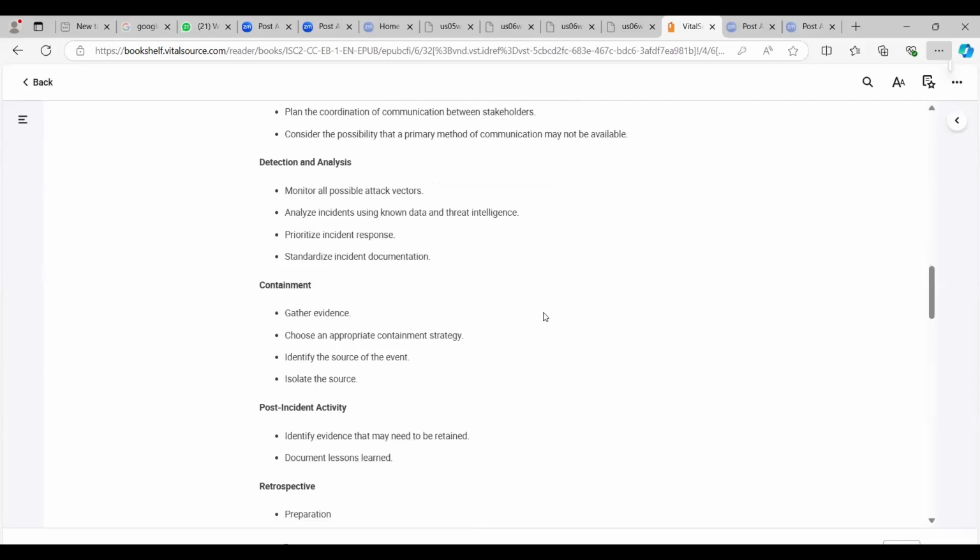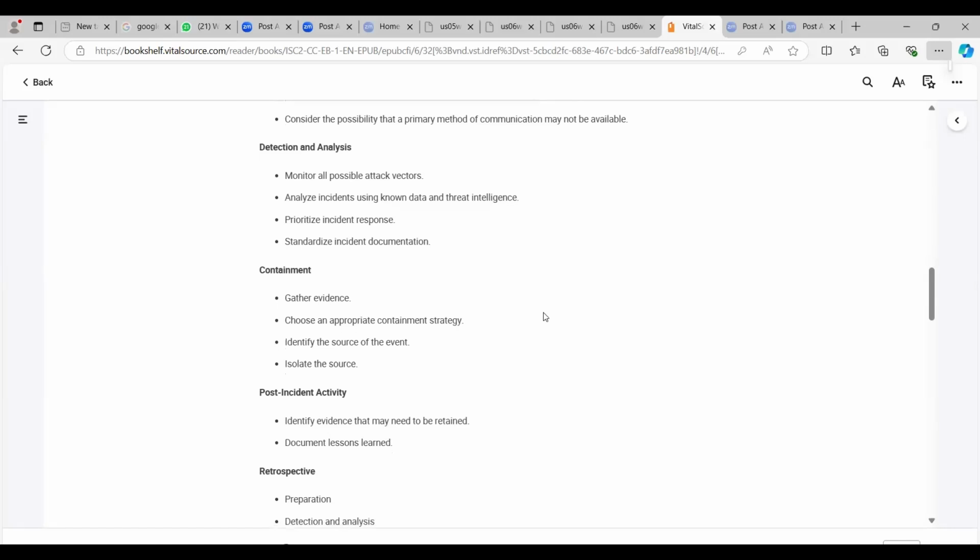Also, you want to prioritize incident response when an event occurs. So also the last one is standardized incident documentation. So you want to tell all the staff that this is the final incident response that everybody must follow in the organization. Then the third component is what we call containment.